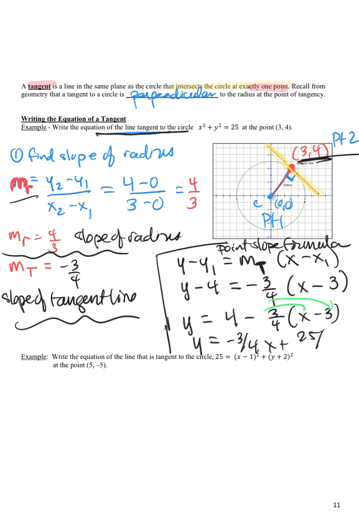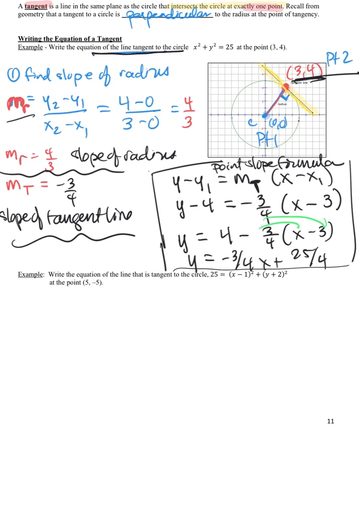Y equals, because it's a line, right? Y equals -3/4 x plus 25/4. Did we get that? Okay, good. All right, let's try another one.